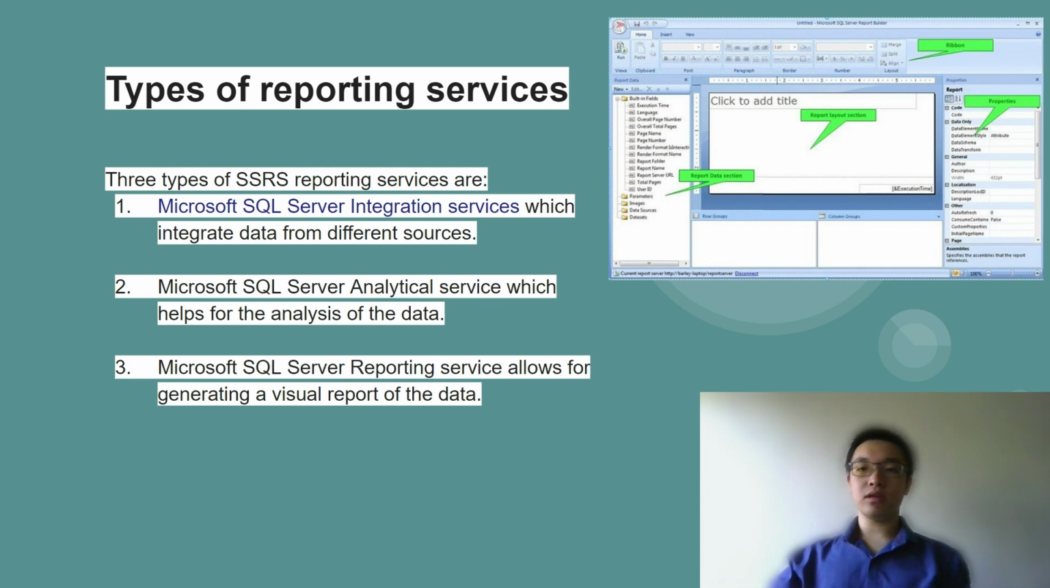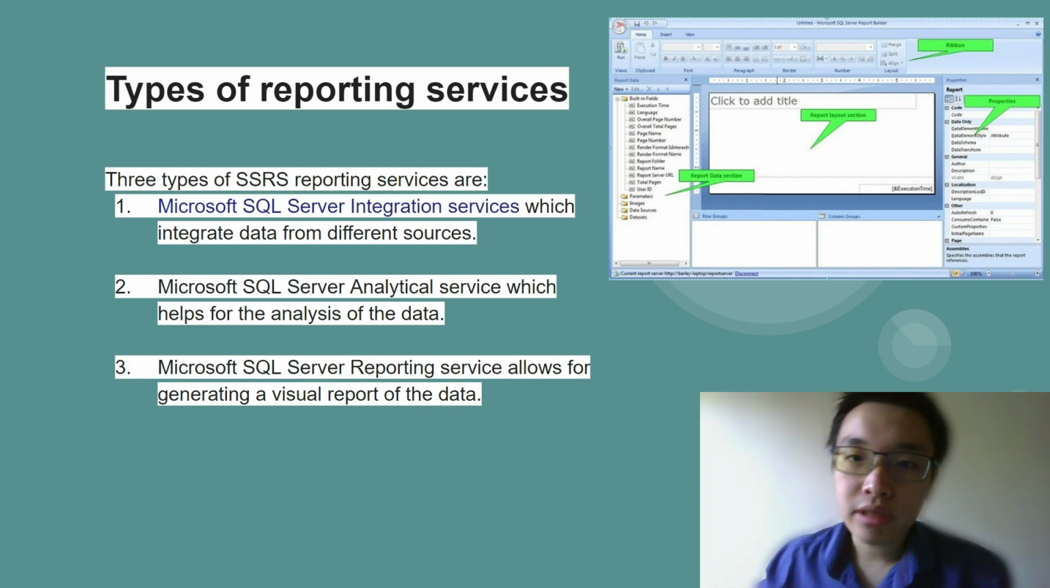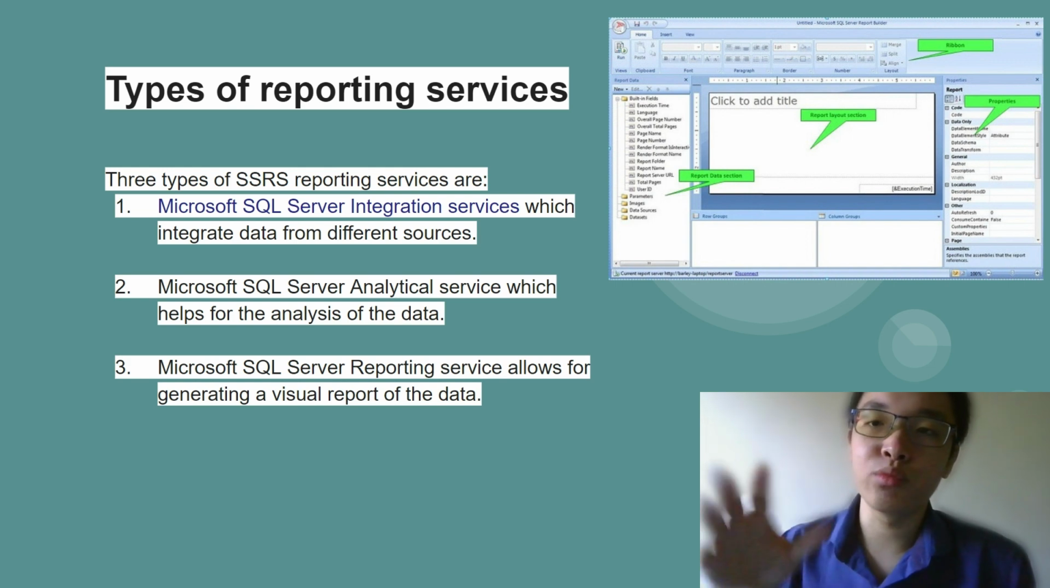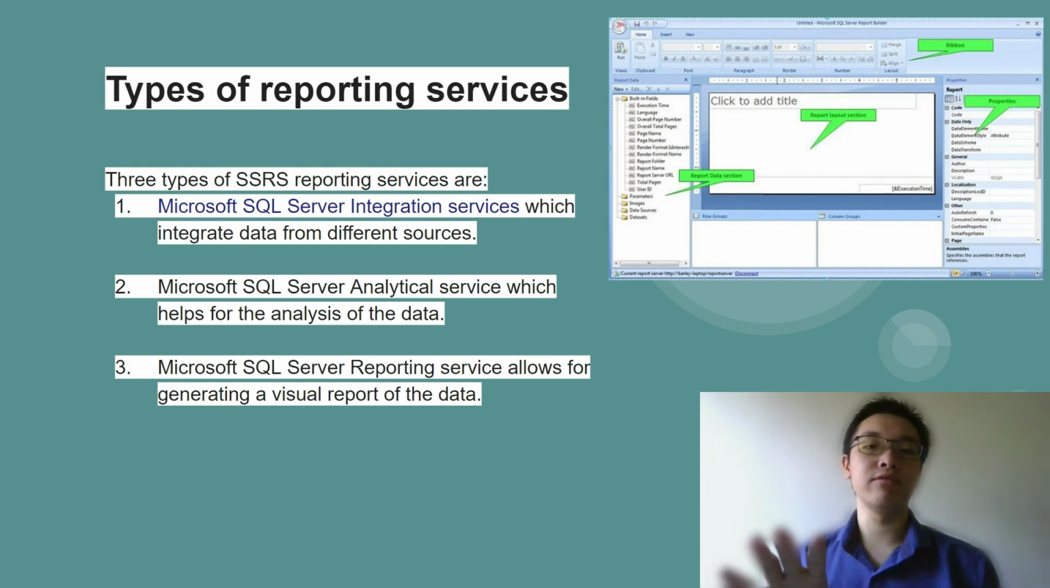So let's go forward to the types of reporting services. There are mainly three types of SSRS reporting services. The first one is SQL Server Integration Services, which integrates data from different sources. You can see on the top right I have attached the image there. This is like a built-in function within SQL Server itself.